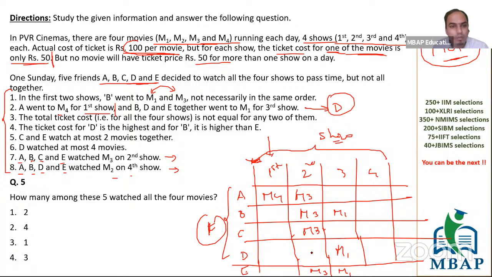So for the second show, I have information for 4. Okay, only D, I don't know. Now A, B, D, E, again, if you see A, B, D, E is going to be M2 for the fourth show. Okay, this is the fourth show.